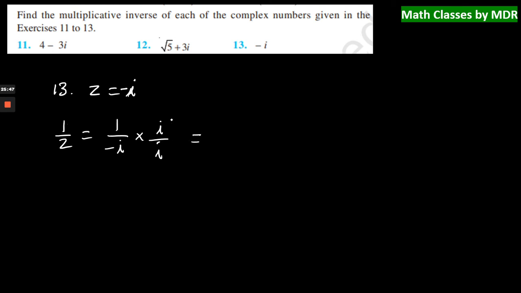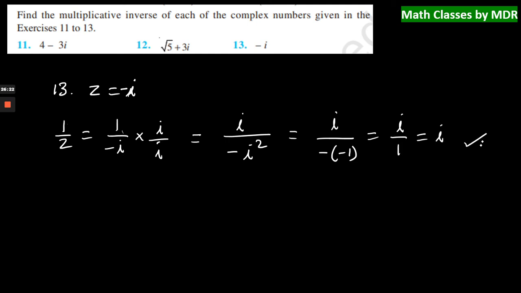Rationalization is nothing but we do not change the value, but by using rationalization, we are able to convert the given expression into the required expression. Here the required expression is of the form a plus bi, so we are trying to convert this into a plus bi form. So what I have now is i by minus i square, that is i by minus into minus 1, plus 1, so i by 1, which is equal to i. Done, that's it. This is the multiplicative inverse of minus i.